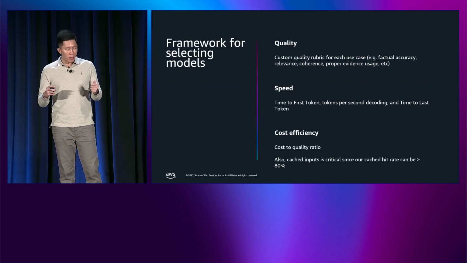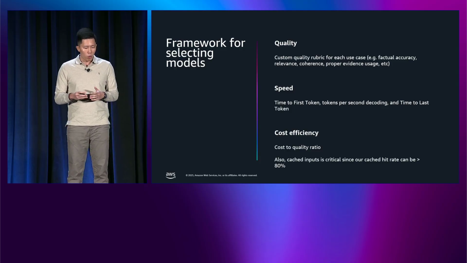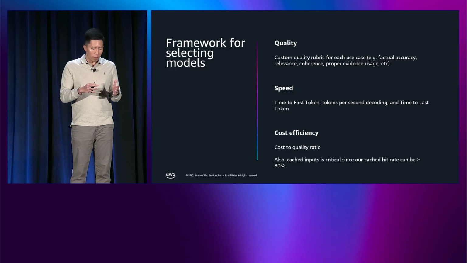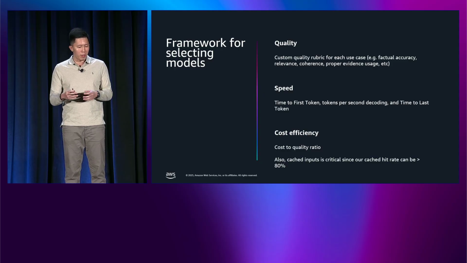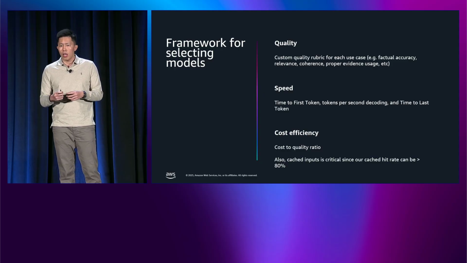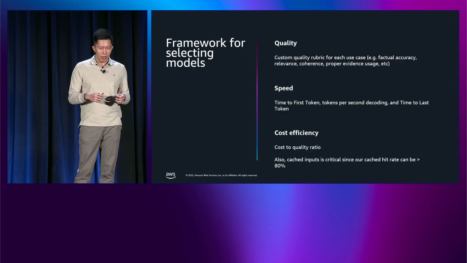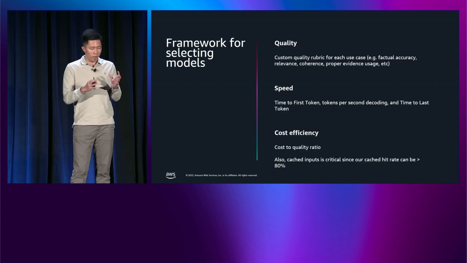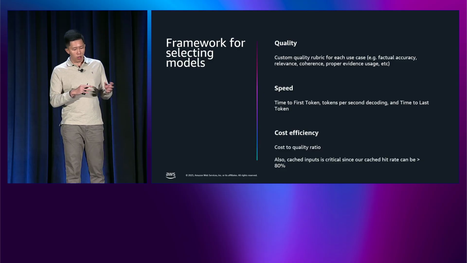So we care about 3 main things when selecting models for the different use cases I mentioned earlier. One is quality. Quality looks different for each use case. So metrics like factual accuracy, relevance, proper evidence usage, groundedness matter to us, depending on the use case. Second is speed. Time to first token, tokens per second, and time to last token matters a lot to us. And the third is cost efficiency. We don't care very much about the raw cost per token. What we care more about is the cost to quality ratio.